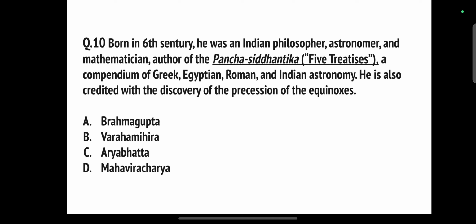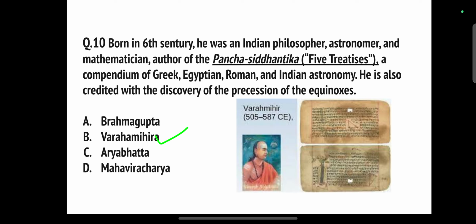Born in 6th century, he was an Indian philosopher, astronomer, and mathematician. He is also the author of Pancha Siddhantaka, 5 treatises, a compendium of Greek, Egyptian, Roman, and Indian astronomy. He is also credited with the discovery of precession of equinoxes. Who is he? Brahmagupta, Varahamihir, Aryabhat, or Mahaviracharya? So Pancha Siddhantaka is one of very important ancient astronomical text from India. It is written by Varahamihir, right? This is your Varahamihir. He wrote the Pancha Siddhantaka.